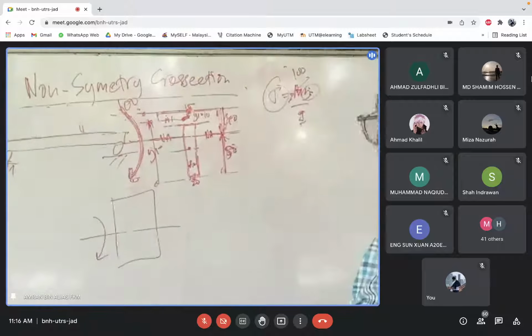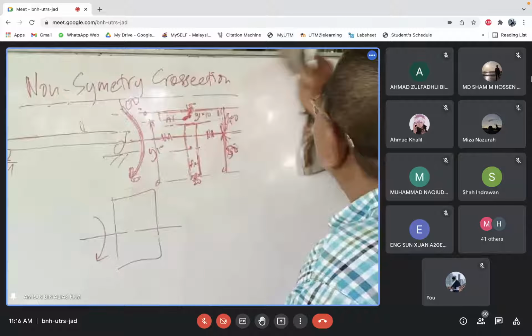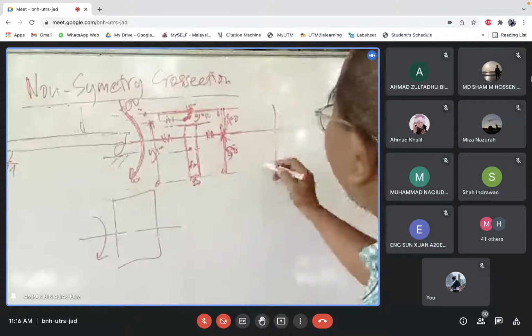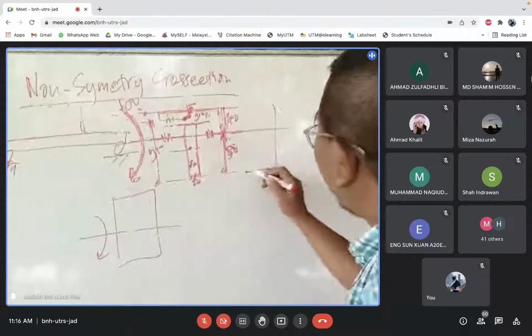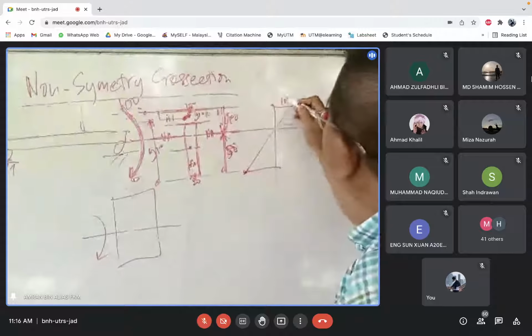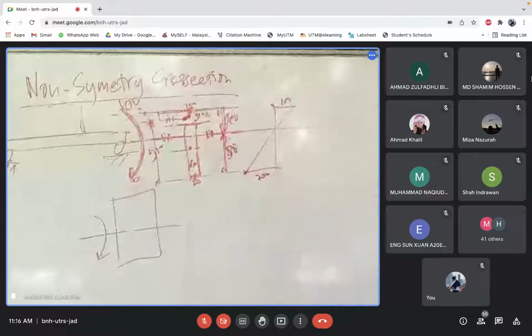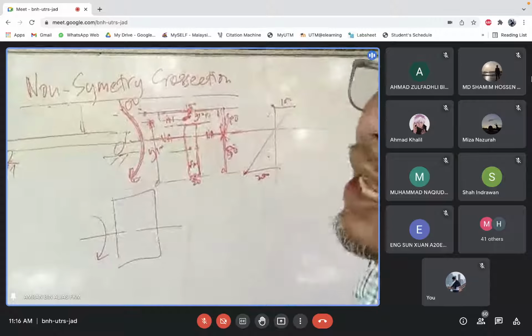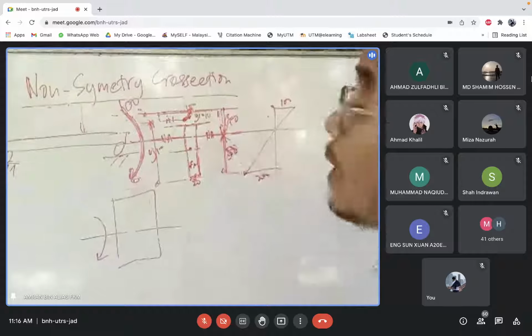So the stress diagram depends on the Y. The stress diagram is like that. If that is 200, here is only 100. This is 200, because Y there is 40, Y here is 80. It's not in the middle.